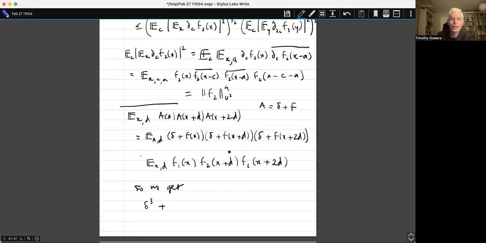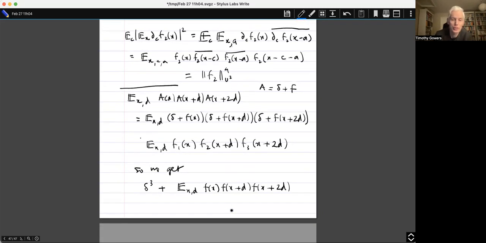So the only way that we can not get 0 is by choosing f of x, f of x plus d, f of x plus 2d. That is going to be a slightly more complicated statement, which we'll hold until we come to talk about progressions of length 4, but it doesn't matter too much.